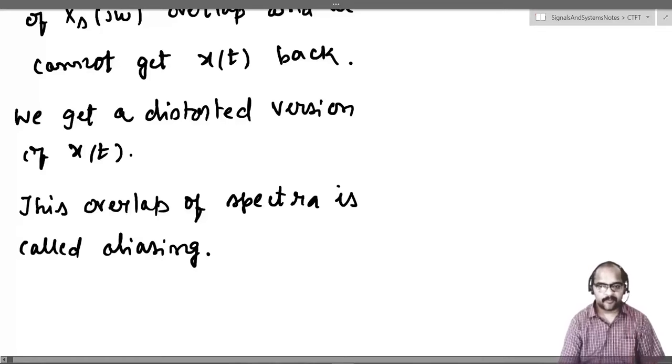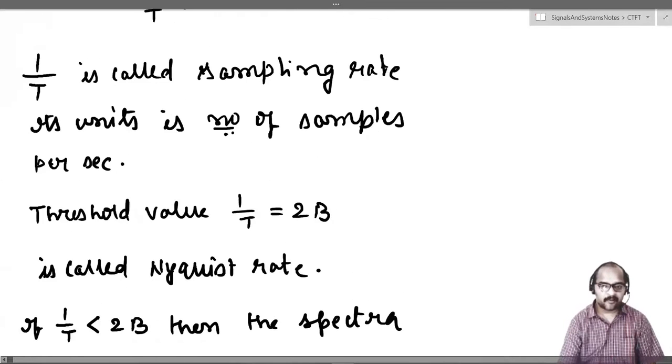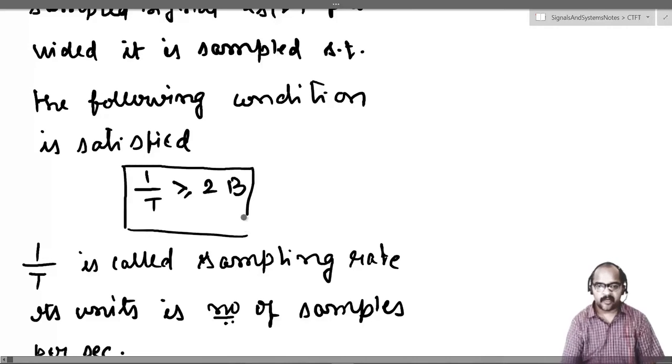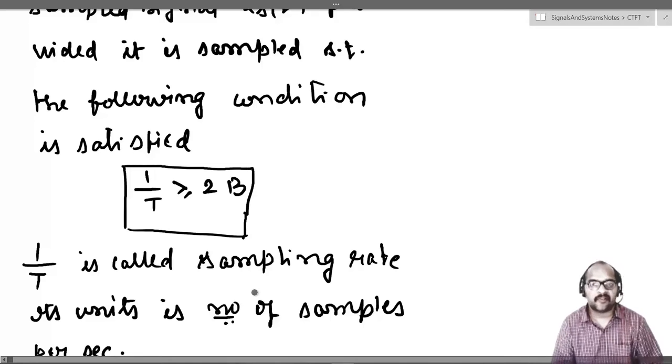Right. So let us see a few examples. What have we seen? We have seen that the condition for faithful reproduction is 1 by T should be greater than or equal to 2B. So if you know the bandwidth of the signal, you can know the sampling rate. So whatever we have seen before, right?